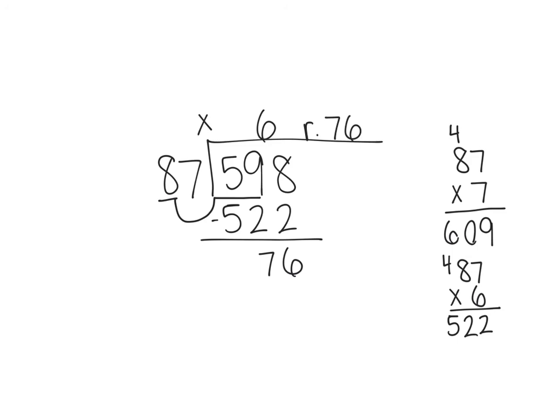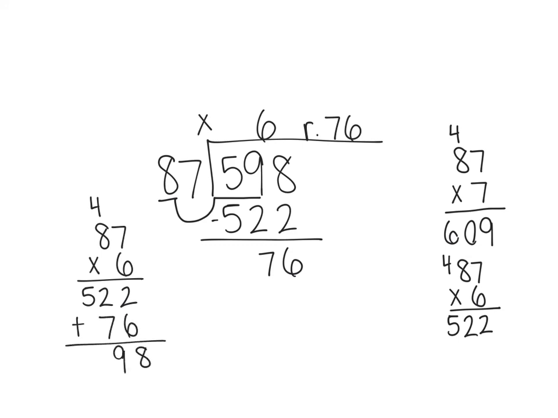So now I can check that by taking my answer, 6, and multiplying it by 87, which you already have done over here, but we'll just do it again. 7 times 6 is 42. 8 times 6 is 48, plus 4 is 52. And then we add our remainder of 76. And when we do that, we're going to get 598.